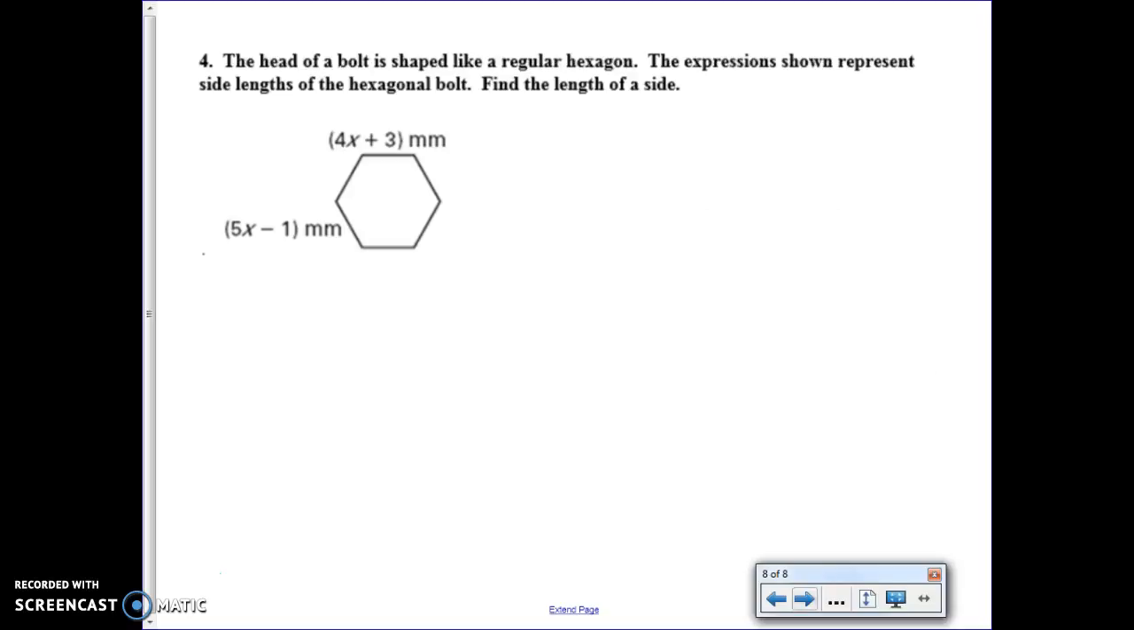Okay, this last question says, the head of a bolt is shaped like a regular hexagon. This word regular here is going to be important. The expressions shown represent side lengths of the hexagonal bolt. Find the length of a side. Okay, so regular means that all of the angles and all of the sides are the same. The reason that's important is because then I know that these two sides are the same length, so I can set them equal to each other. So 5x minus 1 equals 4x plus 3.